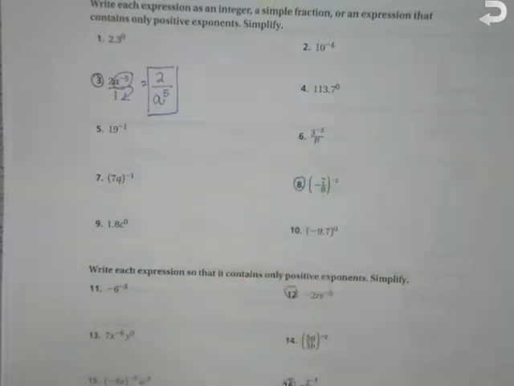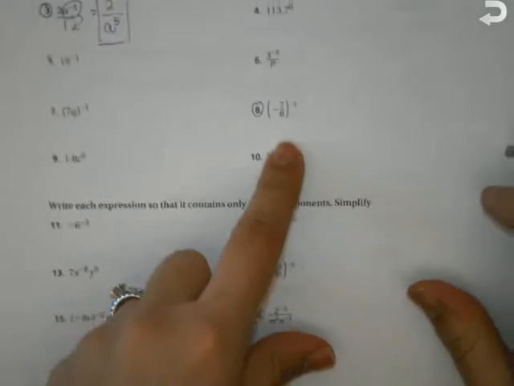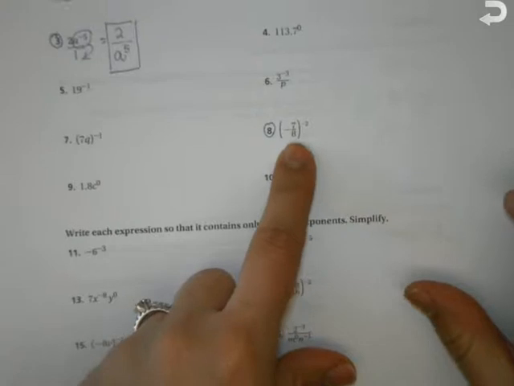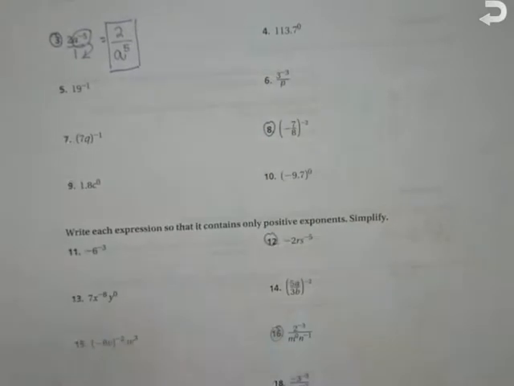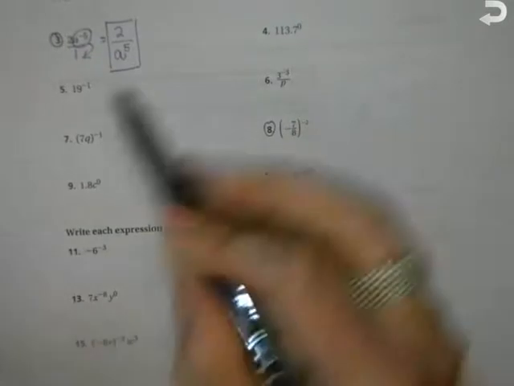Number 8, negative 7 over 8, all of that to the negative 2. So what actually is being raised to the negative 2 power? Yeah, the whole thing, right? So another way of talking about the negative exponents was that we take the reciprocal. So what do you guys think we're going to do here? We're just going to flip the whole thing. So it becomes negative 8 over 7.